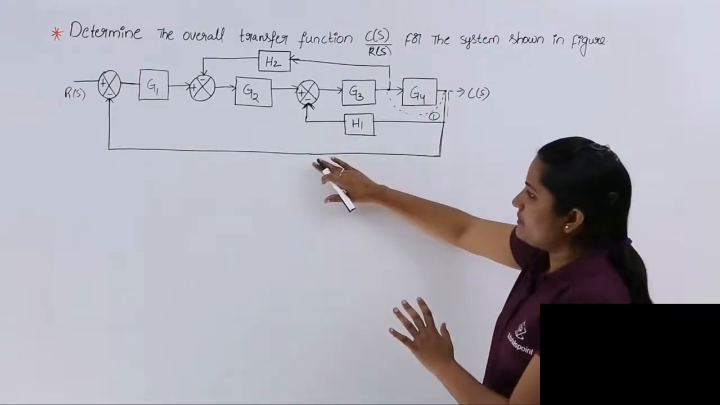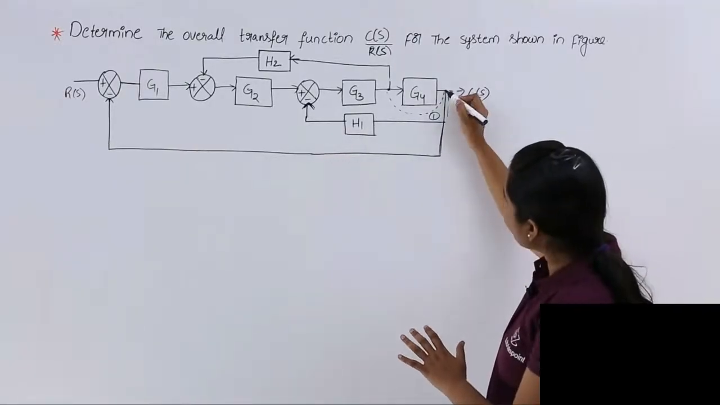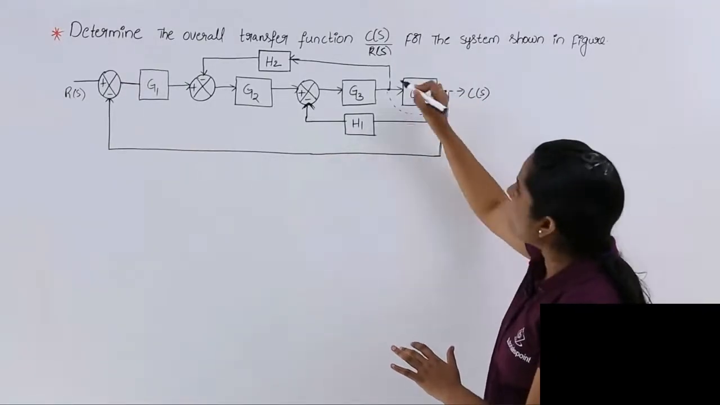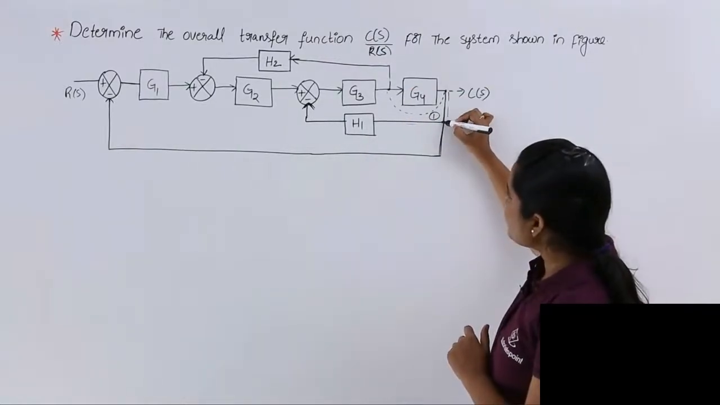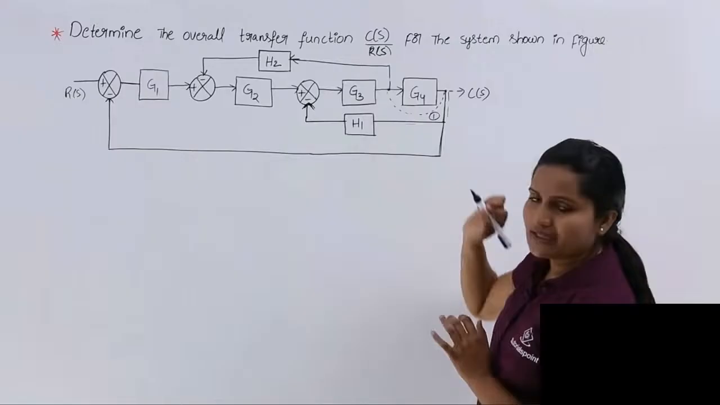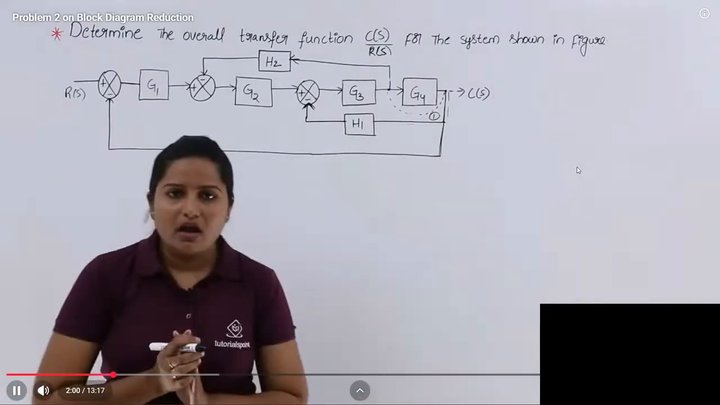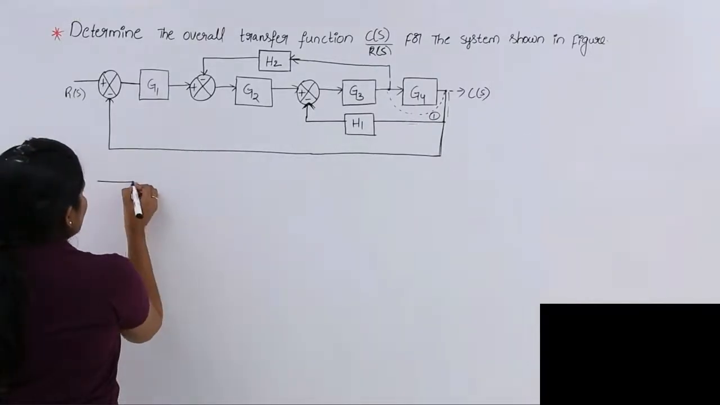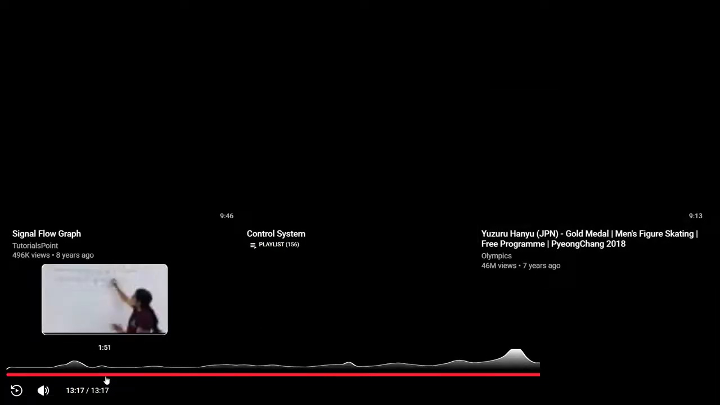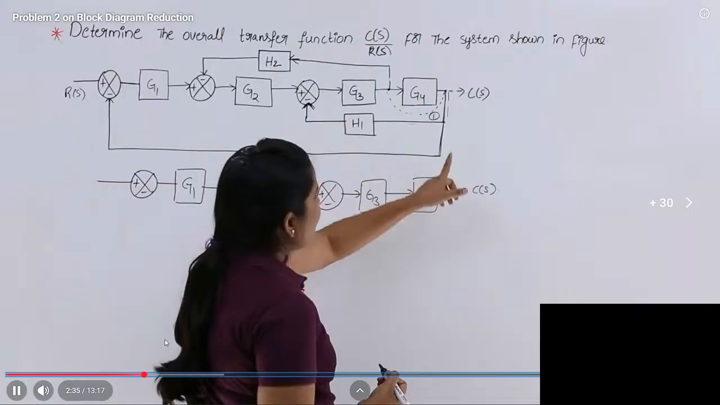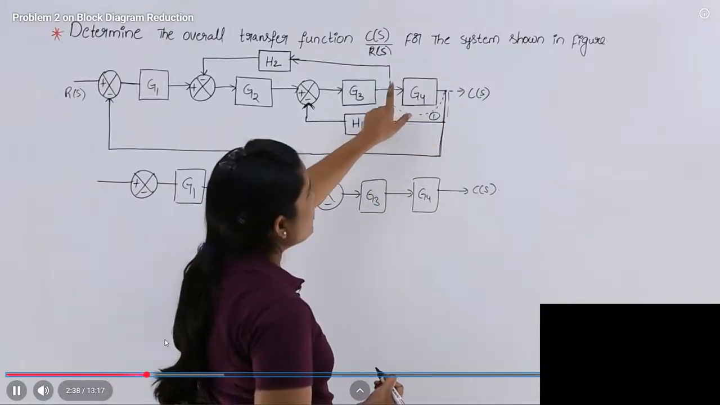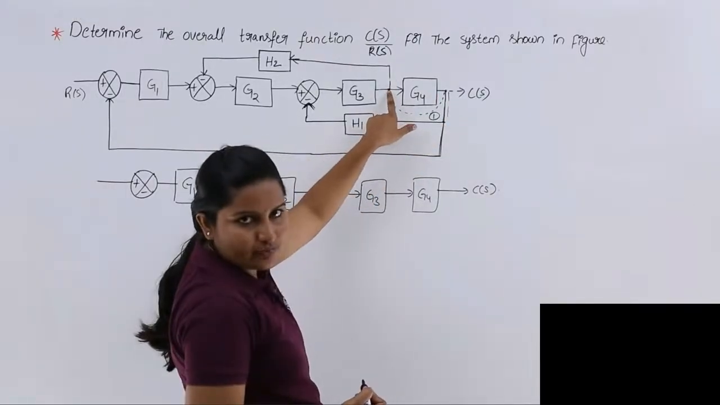I'm keeping this line as it is, but whatever connection is there to this point, I want to move it here. I don't want to move this feedback. I just want to move this point to here. That's it. Now you can see how my block diagram is going to change. I'm having another summing point. If you want to move this point to here, what do we need to do?